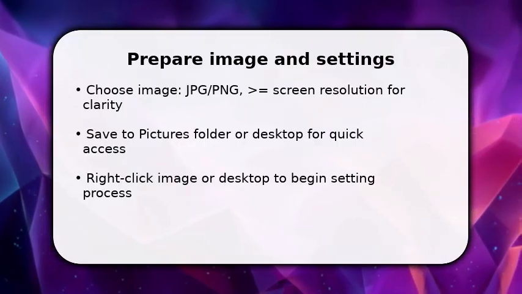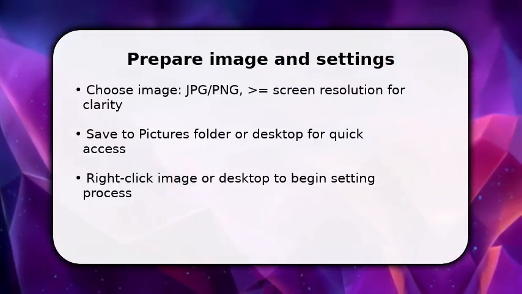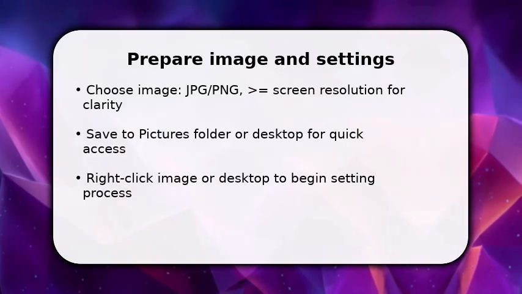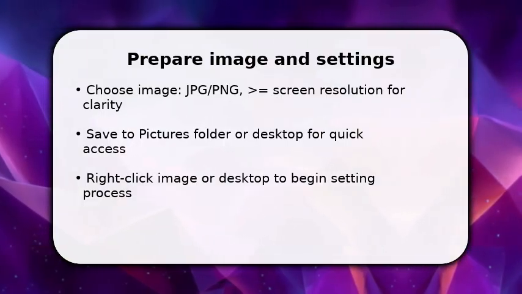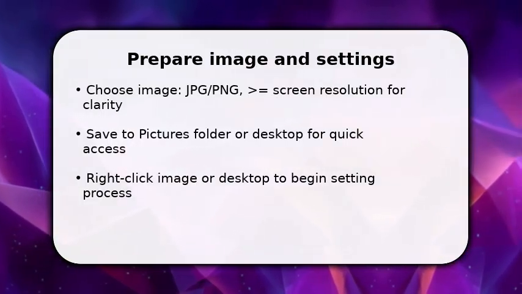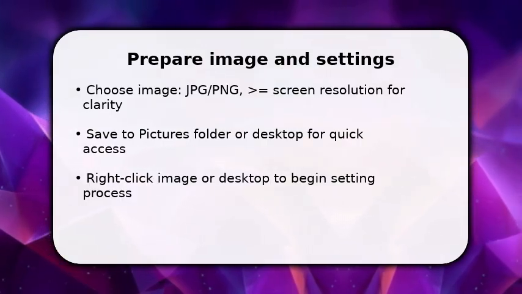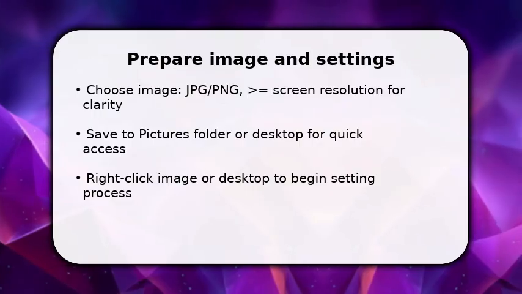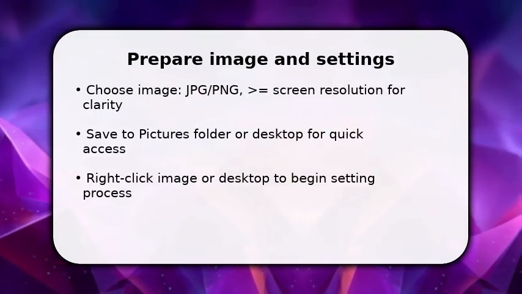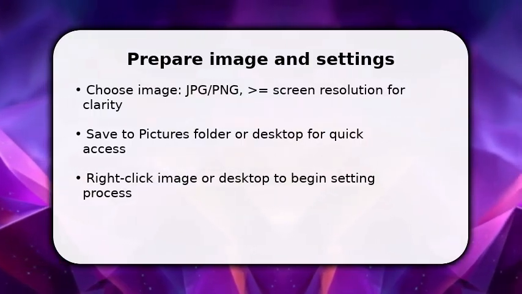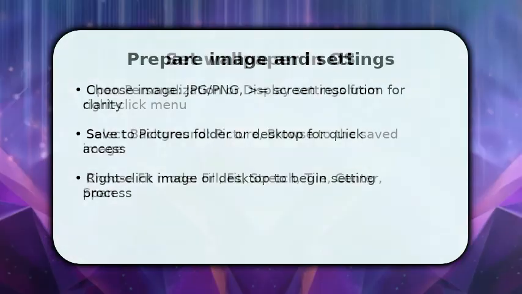Now right-click the file or an empty desktop area to open the context menu. The goal here is to access display or personalization controls immediately. Make sure to note whether you want fill, fit, stretch, or center so you can set the correct display mode in the next step. You'll now open personalization or display settings from the right-click menu and select background.